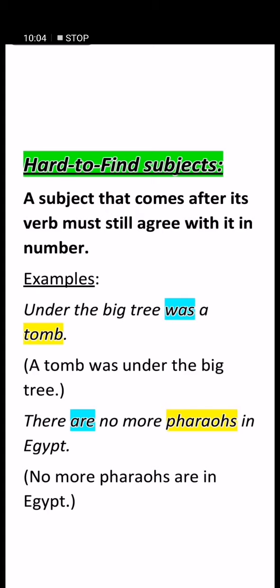Some subjects are hard to find. A subject that comes after its verb must still agree with it in number. Examples: under the big tree was a tomb. It means a tomb was under the big tree. There are no more pharaohs in Egypt. No more pharaohs are in Egypt.